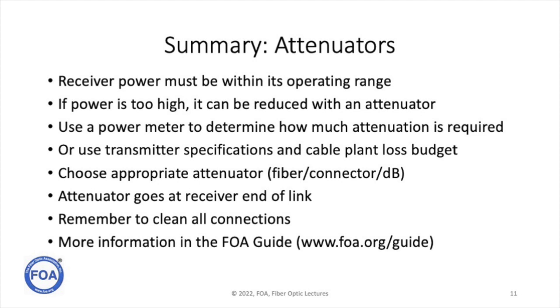Choose an appropriate type of attenuator. It has to be appropriate for the fiber, single mode or multimode, the type of connector, and the dB loss that you need. The attenuator always goes at the receiver end of the link, the point at which it's least likely to have any negative effects on the transmitter, and where it's easiest to measure the power at the receiver with a power meter.